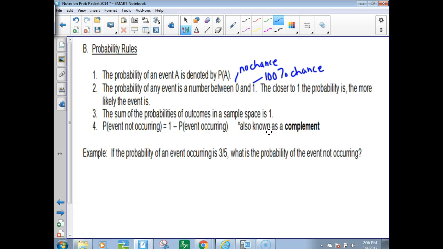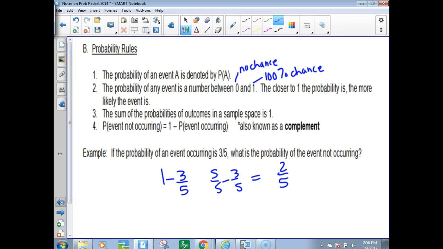The probability of an event not occurring is 1 minus the probability of the event occurring, known as the complement. So if the probability of an event occurring is 3 out of 5, what's the probability that it doesn't happen? Okay, now what that is, 1 minus 3/5, which is 5 over 5 minus 3 over 5, which gives you 2 over 5.